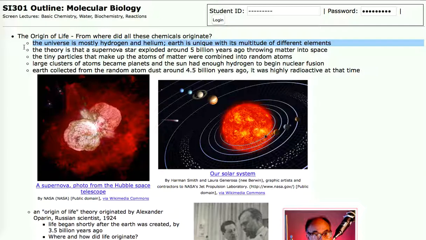So we think around 5 billion years ago, a previous star that existed in this part of the universe experienced a supernova explosion. And this is what a supernova explosion looks like, as taken through the Hubble Space Telescope.